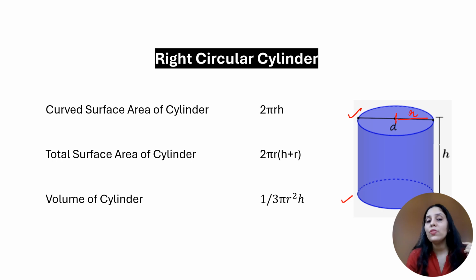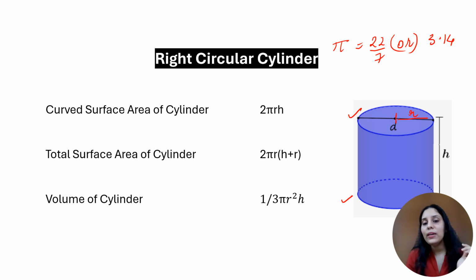So CSA of the cylinder is just the curved surface area, 2 pi RH, and we know the value of pi. Pi is 22 by 7 or 3.14. Now, volume is 1 by 3 pi r square h.